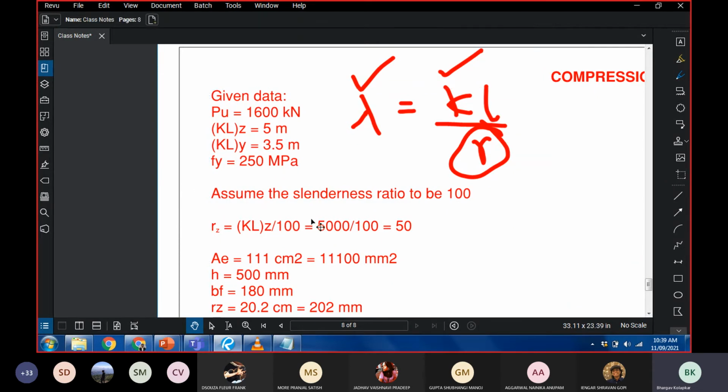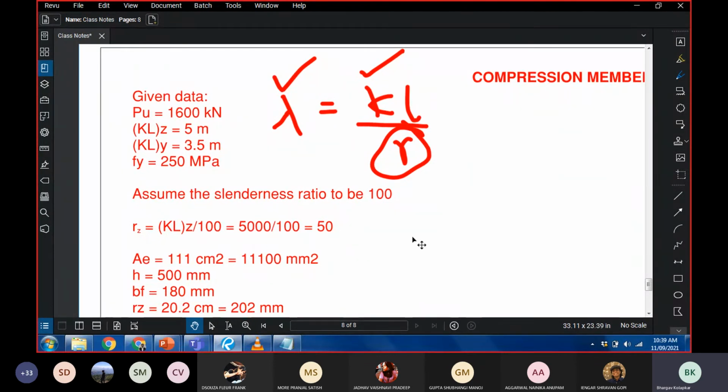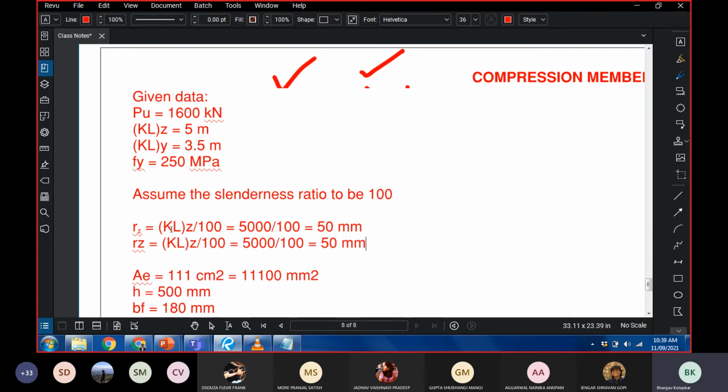Here, lambda is the slenderness ratio. Slenderness ratio is just a ratio, it does not have any unit. So r is going to have the same unit as KL. If you use KL in meters, you will get r in meters. If you use centimeters, you get centimeters, and so on. Here we are using millimeters, and therefore the unit that we have is millimeters. So this is the radius of gyration about the z-axis. Now, what is the radius of gyration about the y-axis?